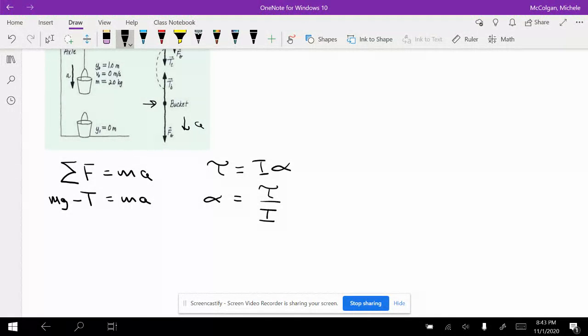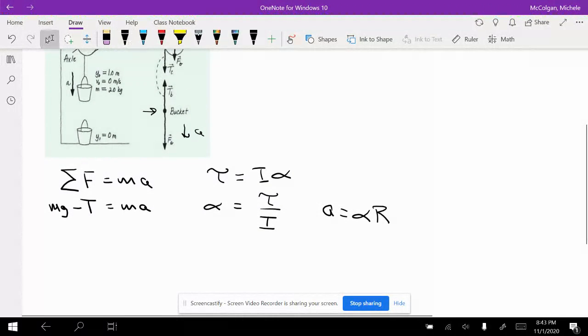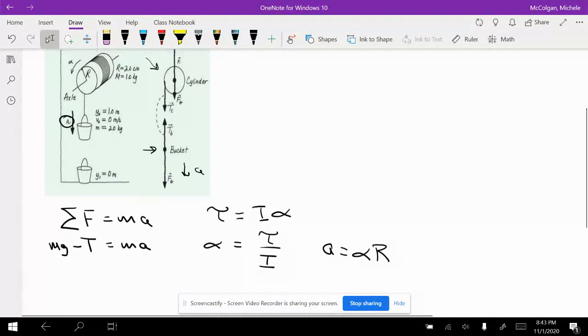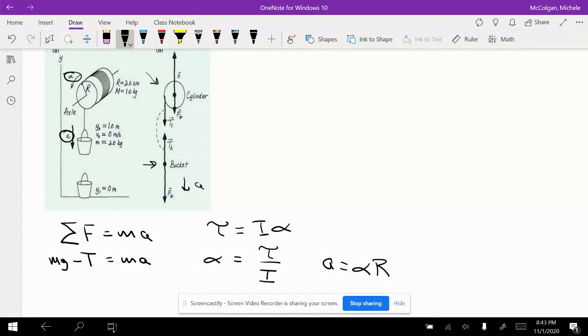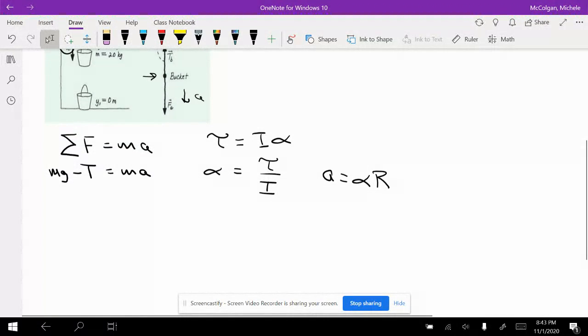And why do I care about alpha? Well, I know there's a relationship between alpha and a, and we'll get to that in just a minute. We know that a is equal to alpha times R. So my linear acceleration, this a here, is related to my angular acceleration, alpha. I'm just going to use this equation to relate them, but first I'm going to find alpha.